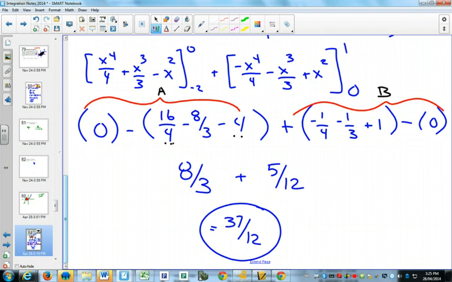Now we're going to look at how we can use our calculator to figure this out, and I'll show you some tricks on the calculator as well.